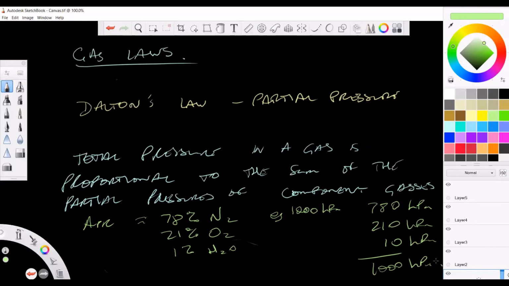So if I took out all the oxygen and water, I would have only nitrogen left, and the residual pressure would be 780. But because we've got all of those at that temperature, to work out the pressure from PV equals nRT, our ideal gas law, we end up with the whole thing equaling 1,000 hectopascal.